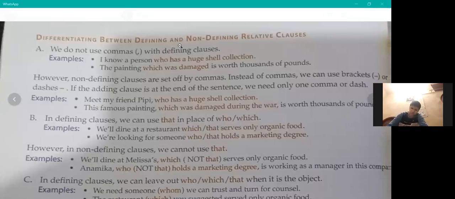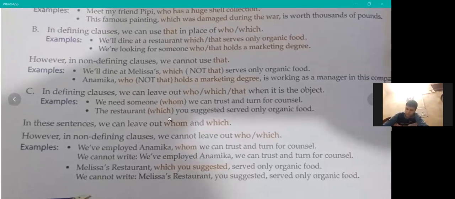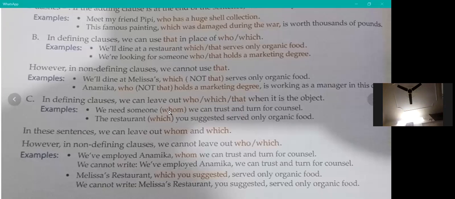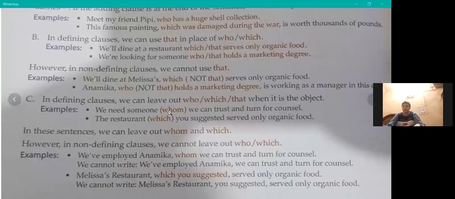In defining clauses, we can use that in place of who or which. We all dine at a restaurant which or that serves only organic food. So in defining clauses, we can use that in place of who and which. However, in non-defining clauses, we cannot use that. Okay, in non-defining clauses, we are not using that. We all dine at Melissa's, which serves only organic food. Anamika, who holds a marketing degree, is working as a manager.